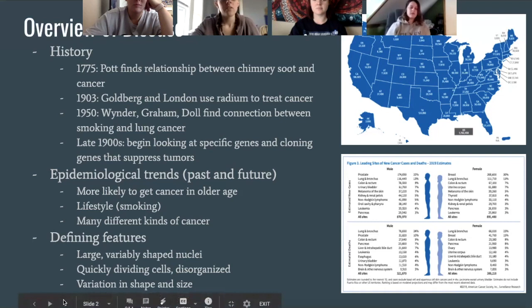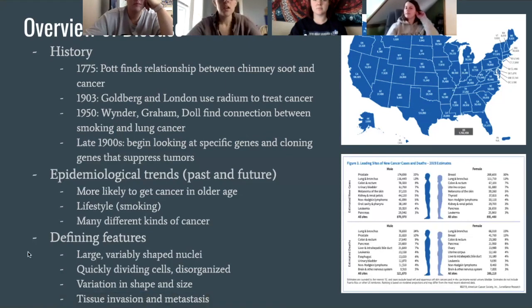Lung cancer is currently the leading type of cancer for both males and females. And we have seen the prevalence of lung cancer drop drastically over the past 20 years as the prevalence of smoking decreases. There are numerous other external factors that can lead to cancer, like Pott found back in 1775.